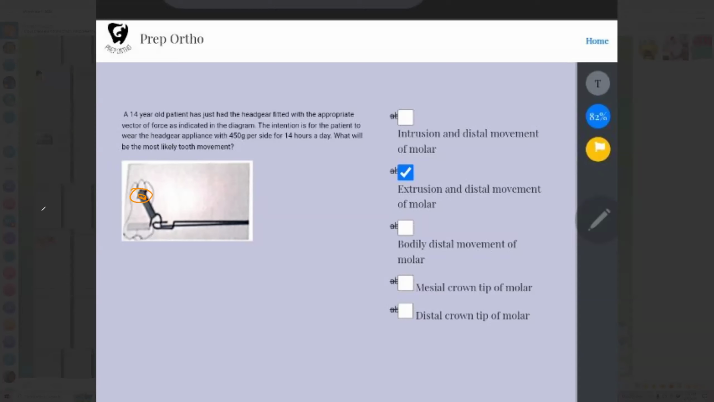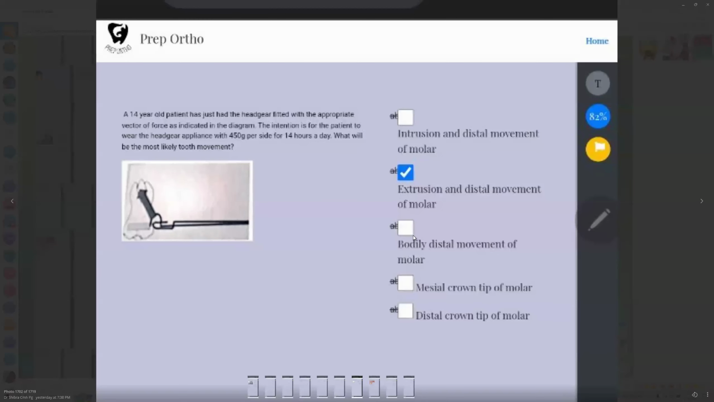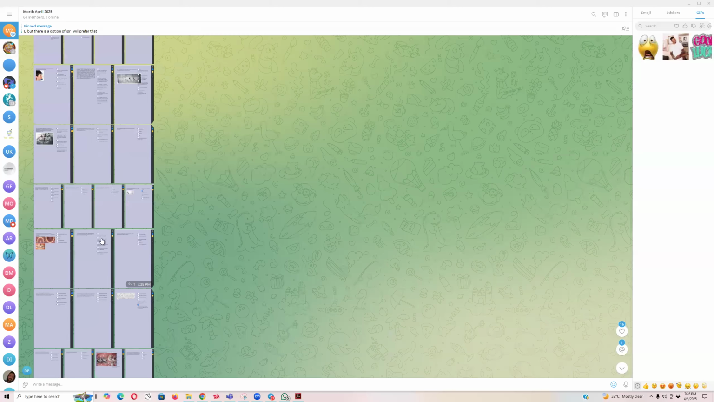Okay, doctor. I told you that this option should be intrusion, and this option should be bodily. So I'm selecting bodily because bodily movement is more important here, because it's a high pull headgear, so there would be some intrusion vector. Might be very minor, but there would be some intrusion vector. But bodily movement is more important. Got it.